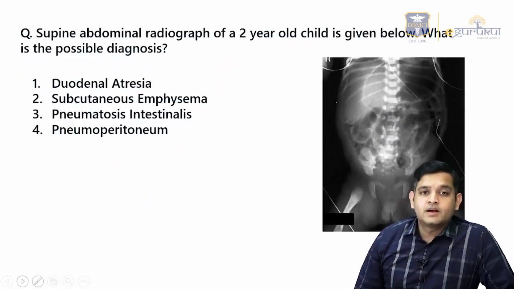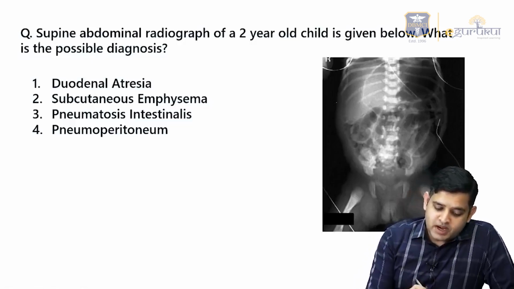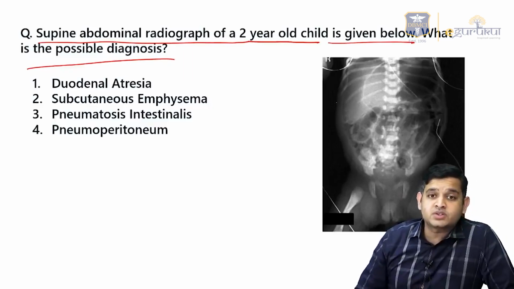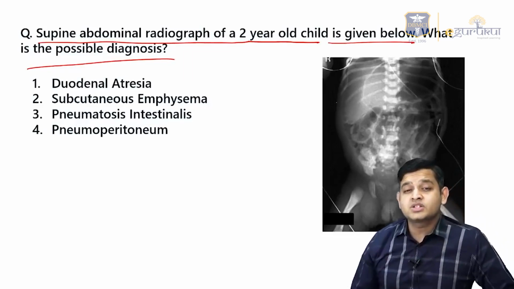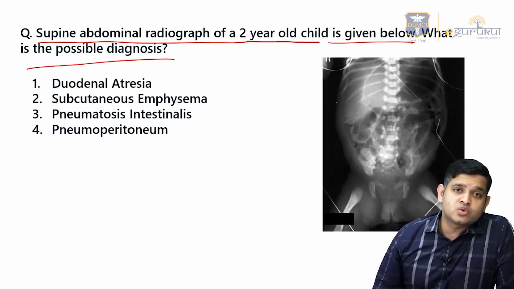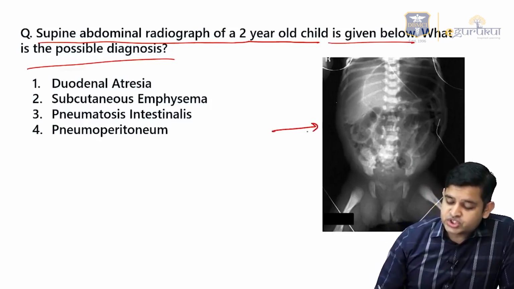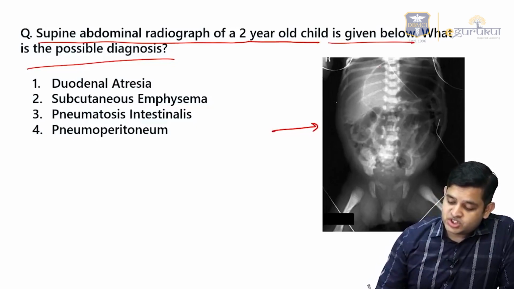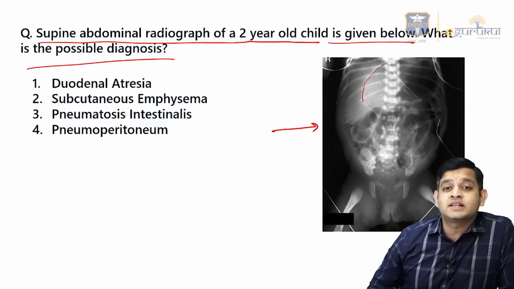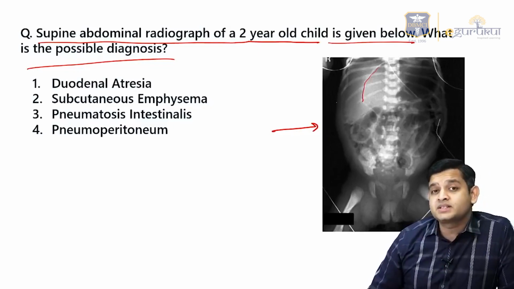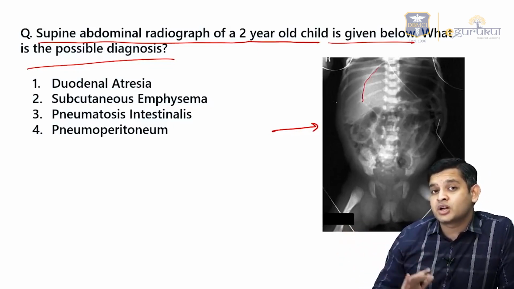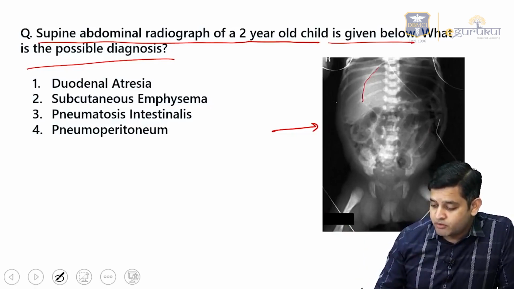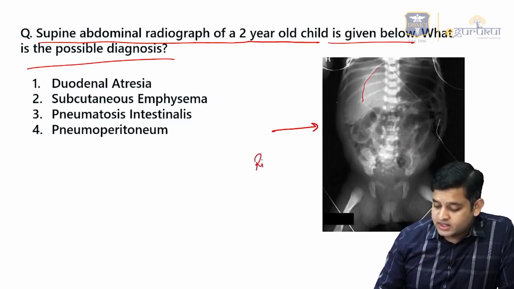Okay, next image. A supine abdominal radiograph of a 2-year-old child is given below. What is the possible diagnosis? Now in this, the diagnosis is predominantly dependent on how you can identify the image. What you could see is the supine radiograph of the abdomen. Now you could see this ligament, and this is the falciform ligament. Why is this ligament seen? Because it is surrounded by air all around, and you could also see the bowel wall. So this is called the Rigler sign.